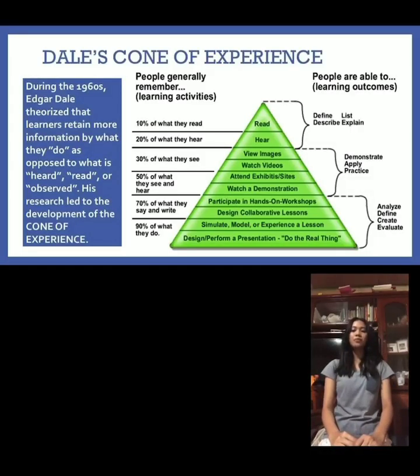Dale's cones of experience. People generally remember learning activities: 10% of what they read, 20% of what they hear, 30% of what they see, 50% of what they see and hear, 70% of what they say and write, 90% of what they do.